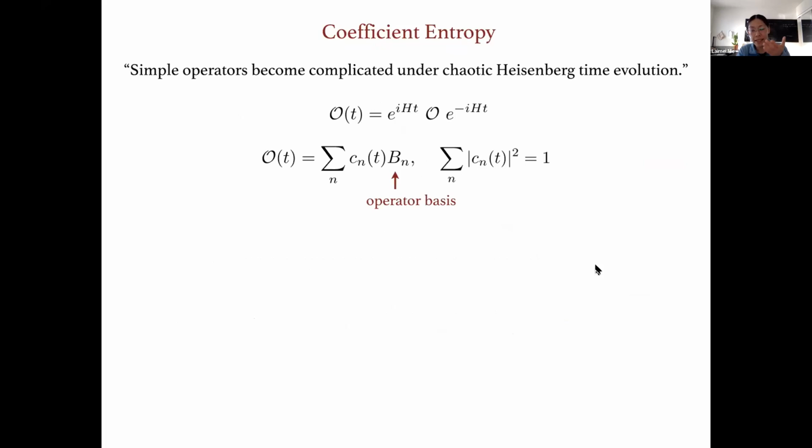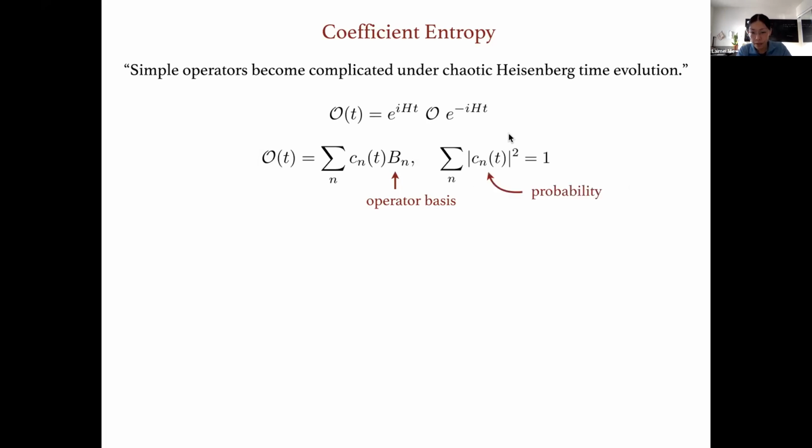So the idea is quite simple. Suppose I have some initial operator O, and it becomes O of t under Heisenberg time evolution. You can expand this O of t using a prefixed set of operator bases in your operator Hilbert space, right? And those Cn as a function of time, those are the coefficients. They satisfy this normalization condition. So this expansion is just like expanding your wave function over eigenbases, but here everything is operator. They're not states, they're just operators.